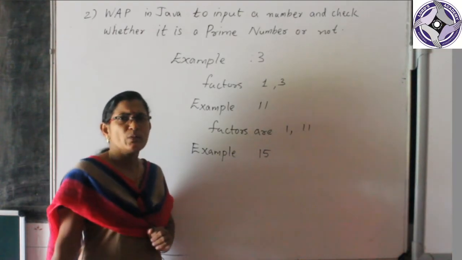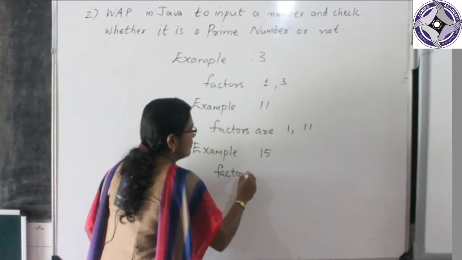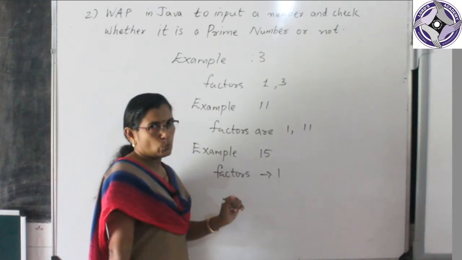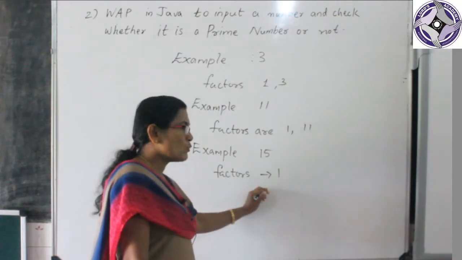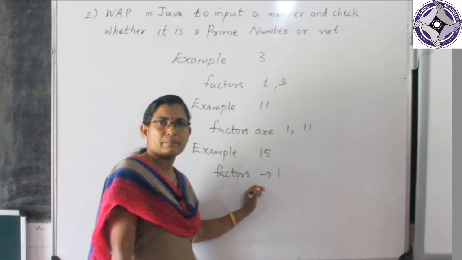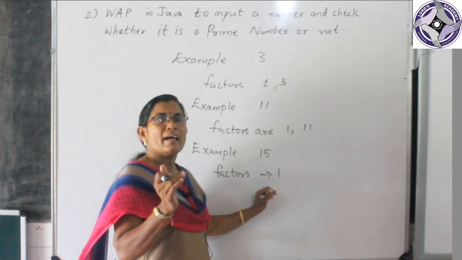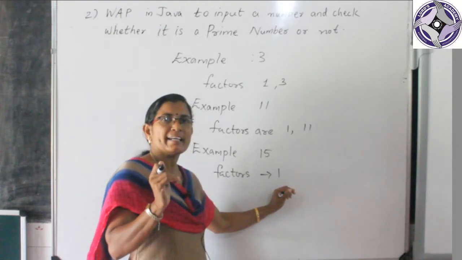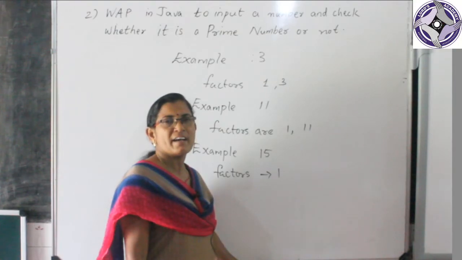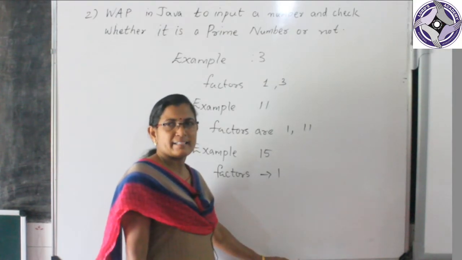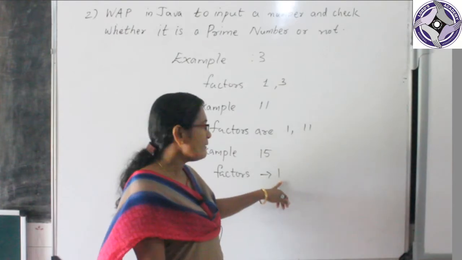Which are the factors of 15? 1 is a factor. How will you find out the factors of a number? We will take all the numbers from 1 onwards till the number and we will divide the number, and whenever you get the remainder as 0, you will consider that particular number as a factor of the dividend. Am I right? So 15 has the first factor as 1.